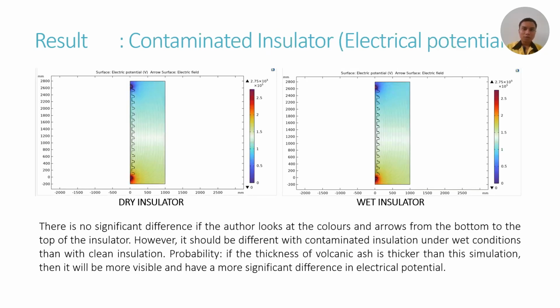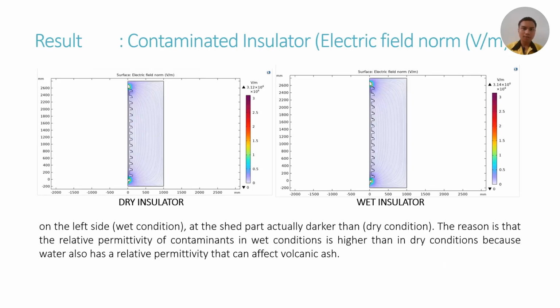So for the contaminated insulator electrical potential, there is no significant difference if the audience looks at the color and arrow from the bottom to the top of the insulator. However, it should be different for the contaminated insulator under wet condition than the clean insulator. Probably if the thickness of the volcanic ash is thicker than in this simulation, then it will be more visible and have a more significant difference in the electrical potential.